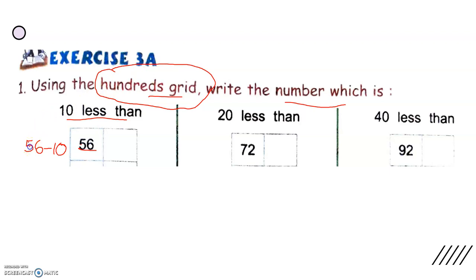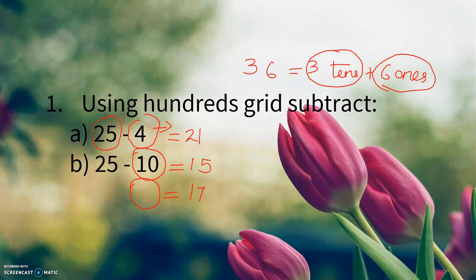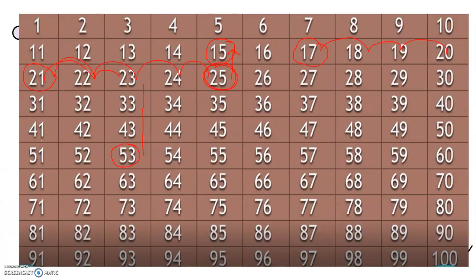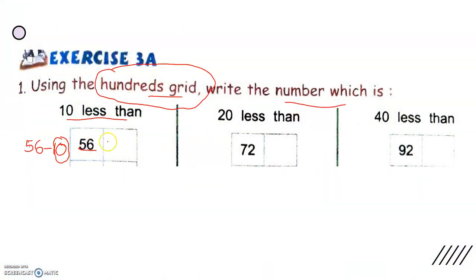So, from 56 you have to move 1 ten. 1 ten means you have to move 1 time upward. Put your finger on 56 and subtract 10, which means 1 step upwards. 10 is 1 ten. So our answer is 46. Write the answer there. Here our answer is 46.